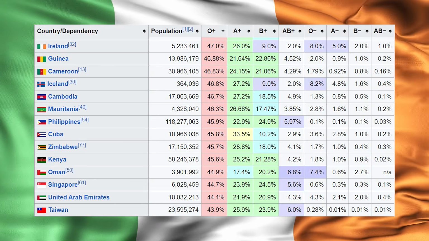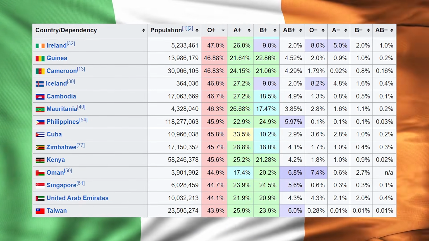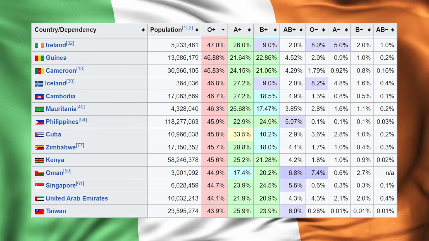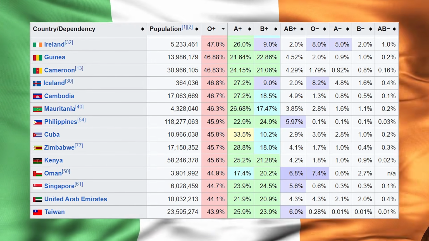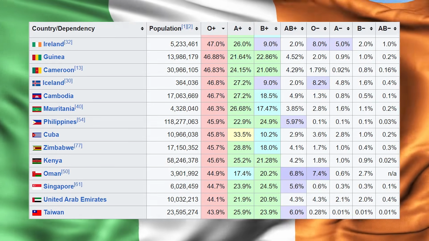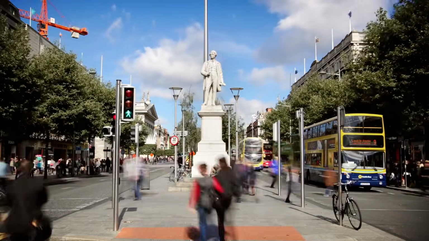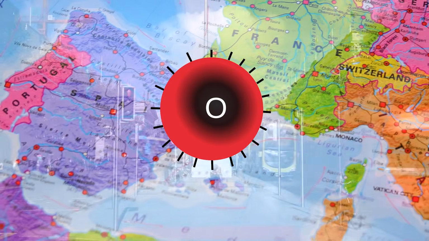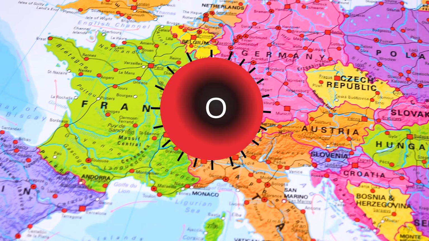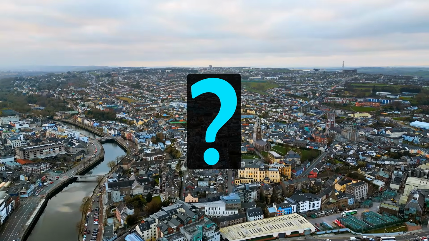Now, Ireland is one of the clearest examples. If you look at this table, you can see that around 55% of the population belongs to blood group O. 47% are O positive and around 8% O negative. Rh negativity rates in general sit in the mid to high teens. These figures make Ireland one of the most O-heavy populations in Europe, with the European average of type O only around 45%. But why is type O so high in Ireland?